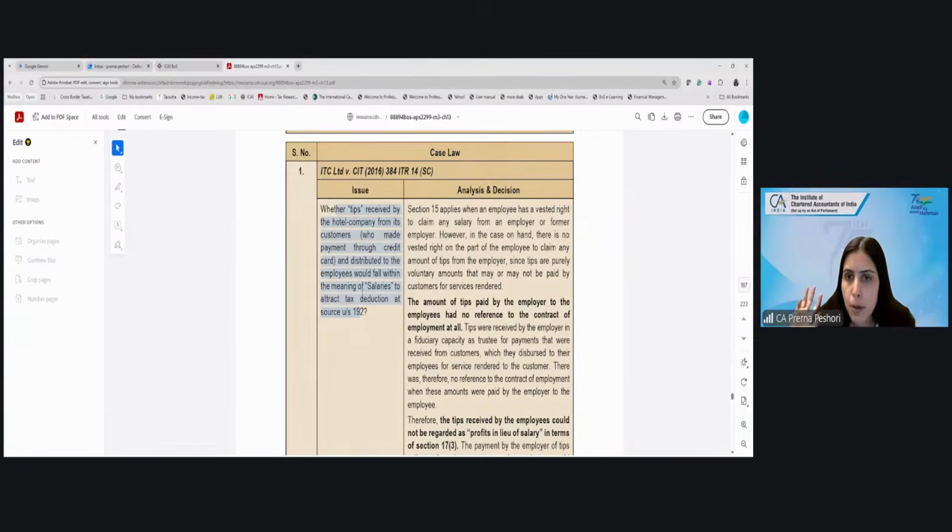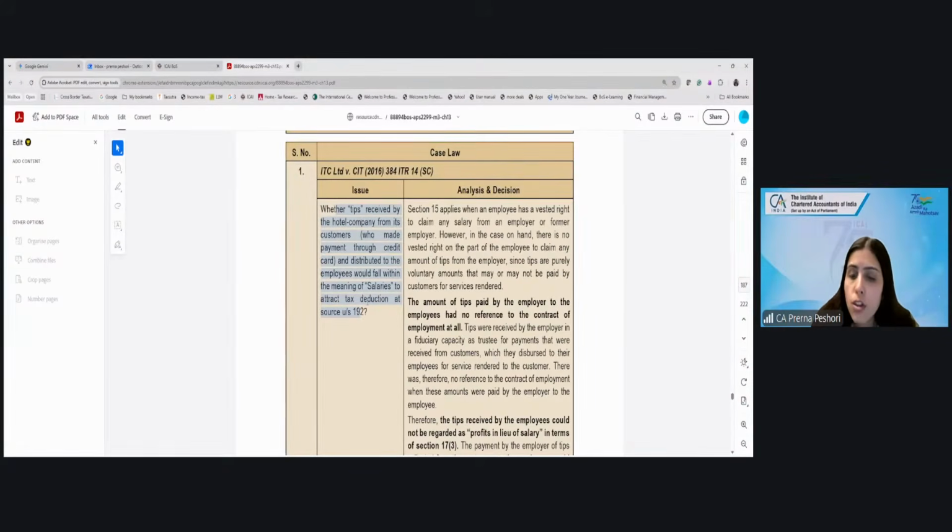So when the tips are given to the employees, whether the employer, the hotel is required to deduct the TDS. Supreme Court said there is no vested right on the part of the employee to claim the tips, because these tips are purely voluntary amount. It is not something a contract that the hotel is bound to give them the tips. So the tips that are paid by the employer to the employees are not in the connection with the contract of employment. These are received by the hotel in fiduciary capacity as trustees that were received from the customers and which they have to give to the employees.